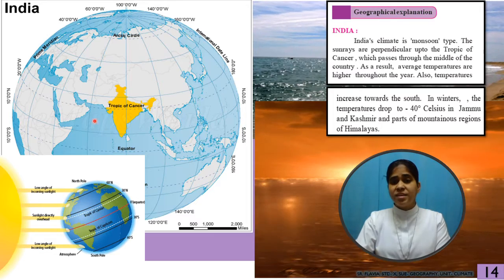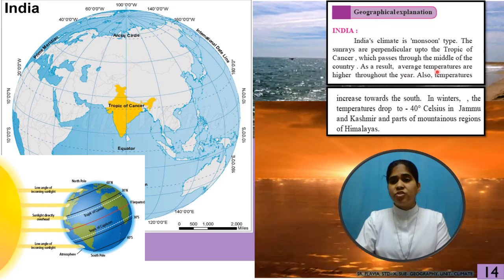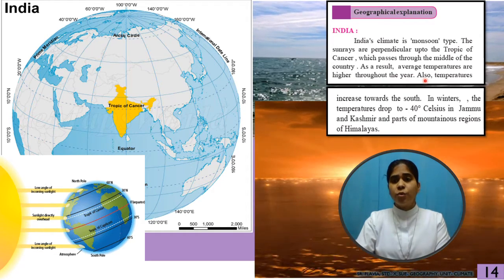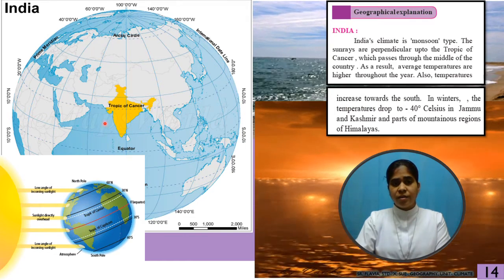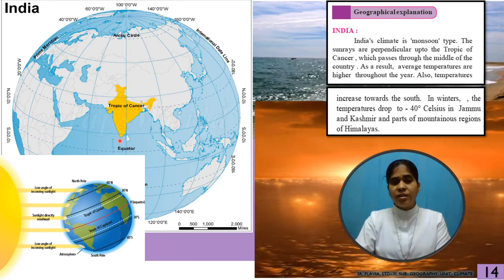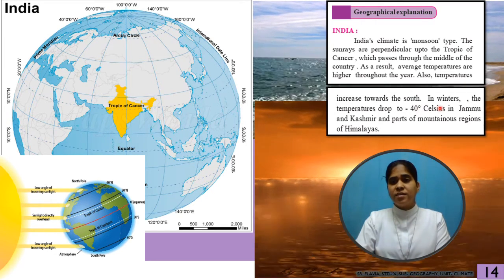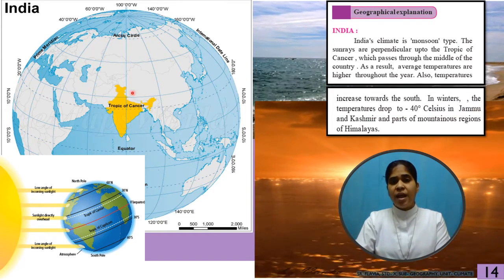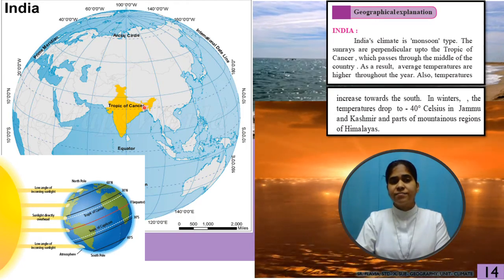And therefore the heat is more. As a result, average temperatures are higher throughout the country. Also, temperatures increase towards the south. Here towards the south, they experience greater heat. In winters, the temperatures drop to minus 40 degrees Celsius in Jammu and Kashmir and parts of mountainous regions of the Himalayas.